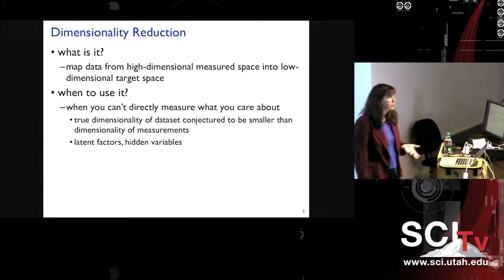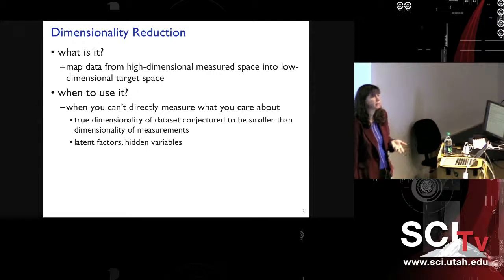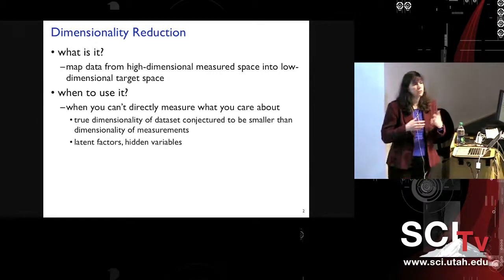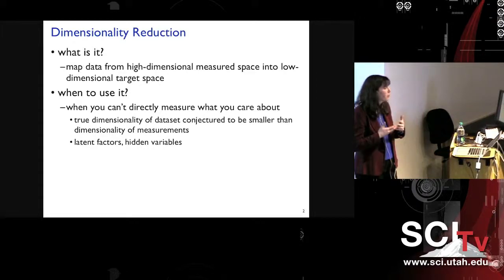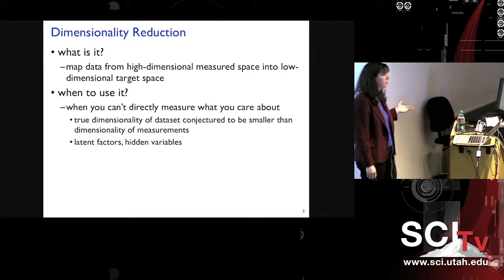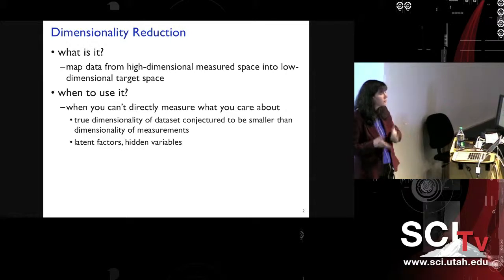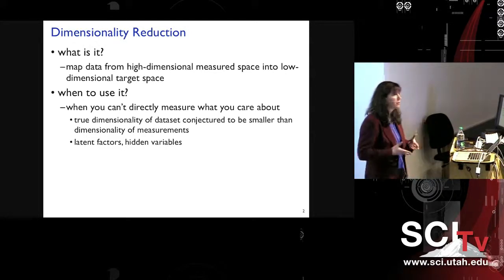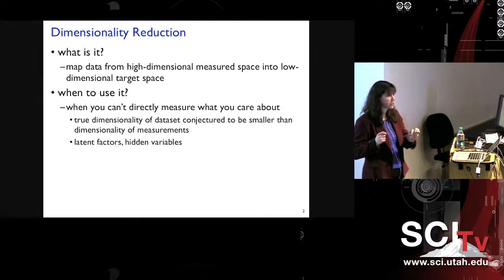And so when would people do this? Well, it's when you can't directly measure the thing you actually want. And so you don't use this with all high-dimensional data, but if you have some reason to conjecture that the dimensionality of your data set is smaller than the dimensionality of measurements, then that would be a reason to use it.